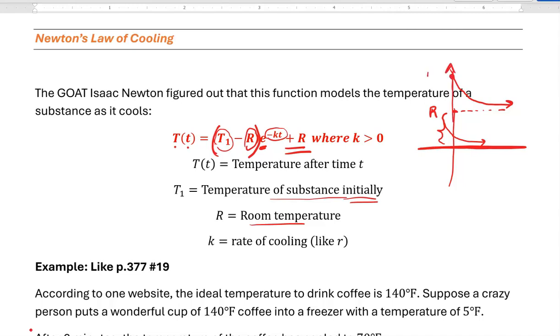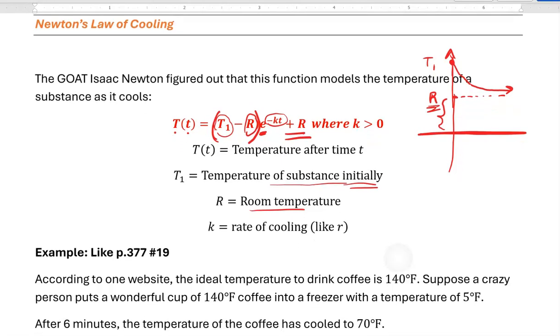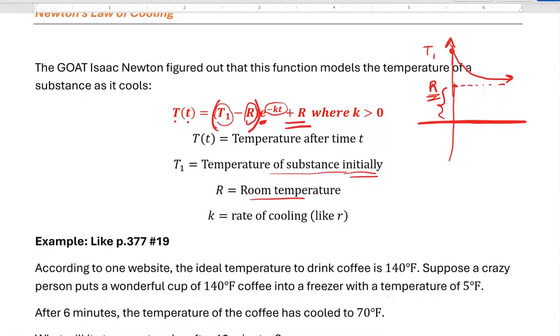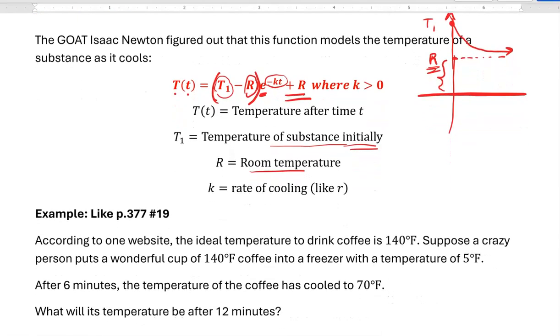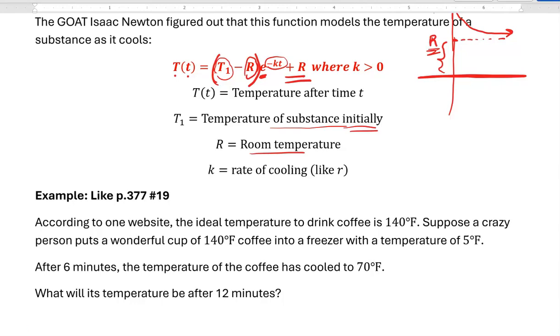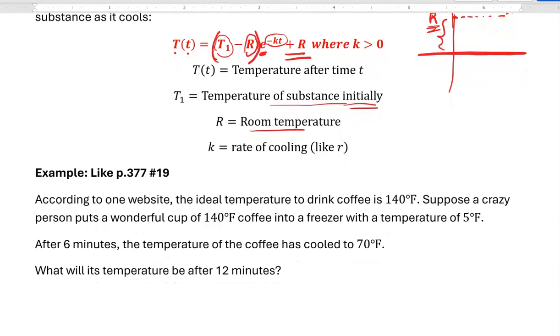Starts at whatever the T1 is, and cools down to room temperature. That's the baseline right there. So it's going to look something like that instead of that. So there we go. That's the function. I didn't put it quite in the same order as the book, but hopefully this one makes some sense there. Again, the k is the rate, kind of like the r in our interest problems.